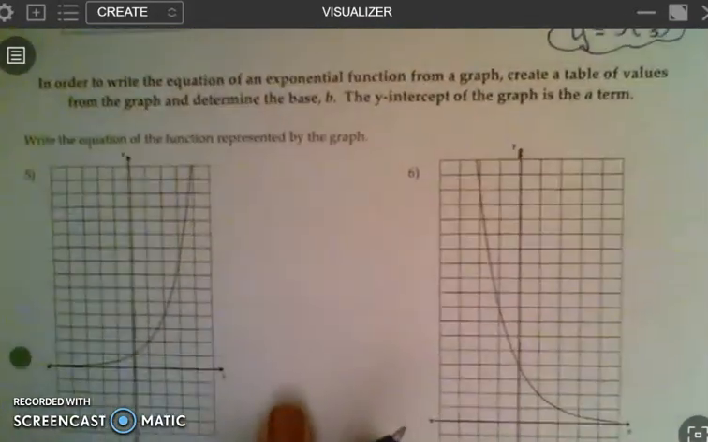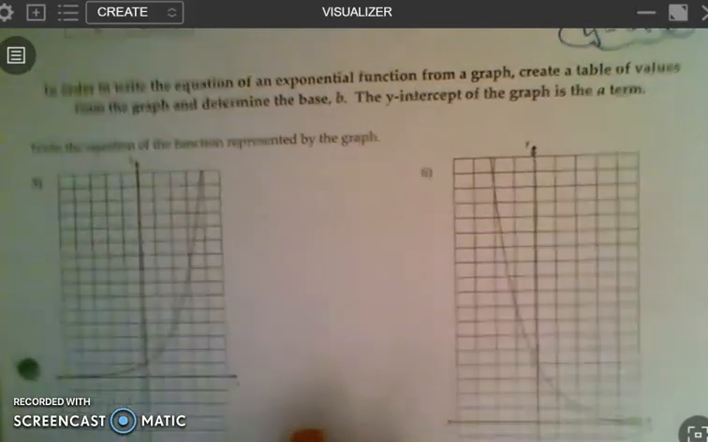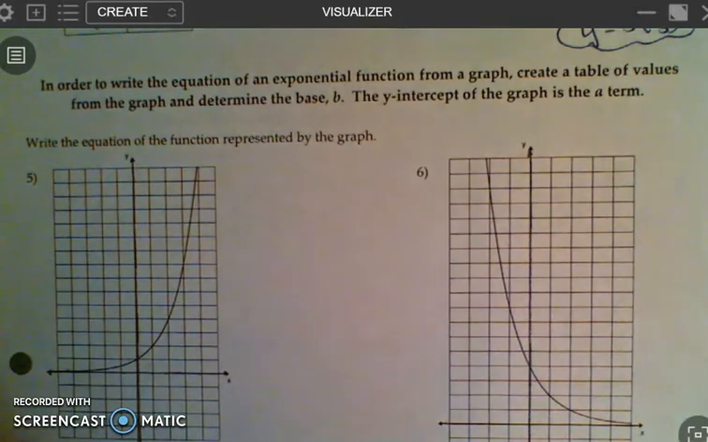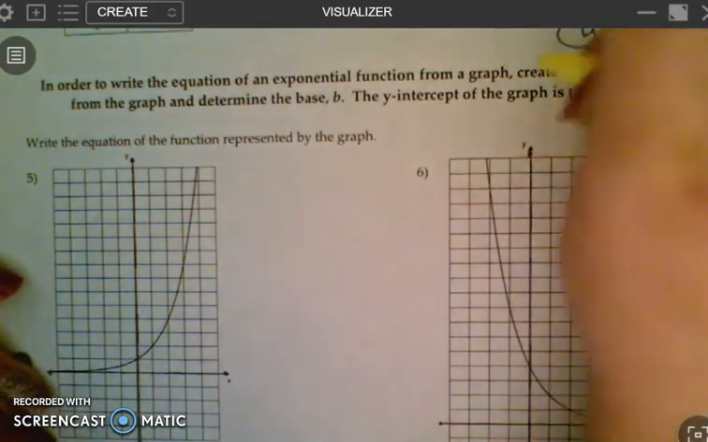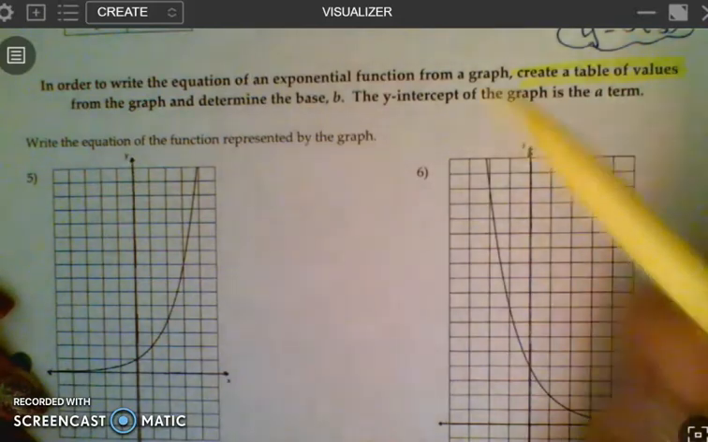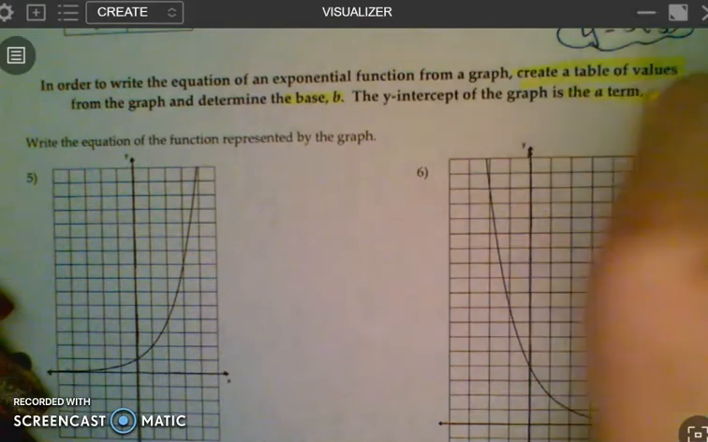Okay, so next it's given a graph. It says, in order to write an equation of an exponential function from a graph, you have to create a table of values from the graph. So first we're going to create a table of values. Then determine the base, just like we did above, and the y-intercept is the a term.